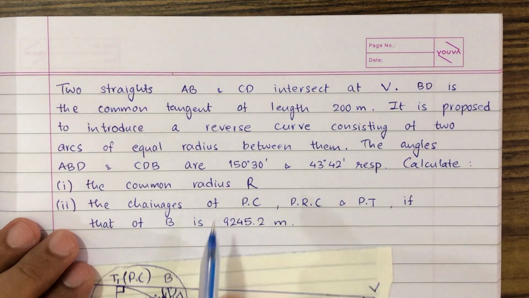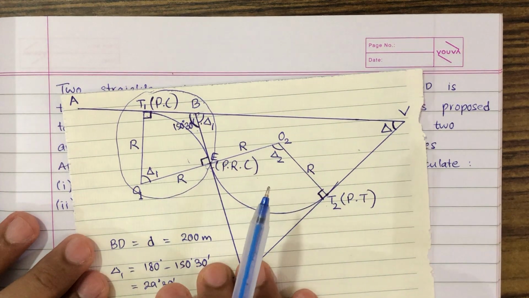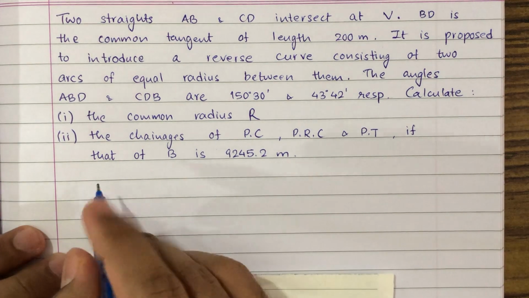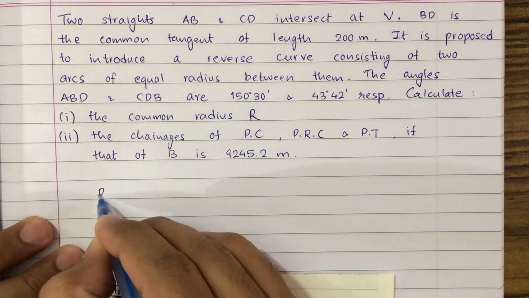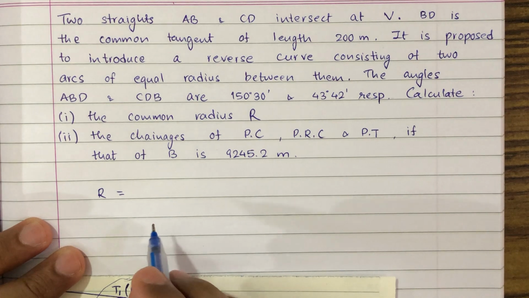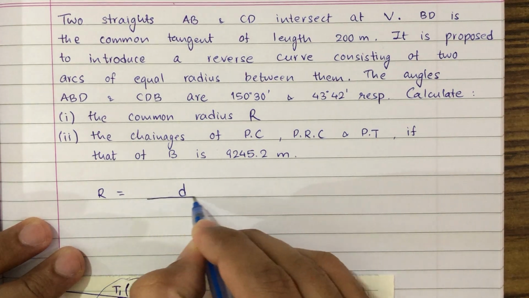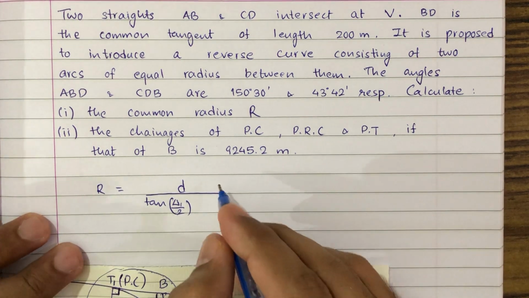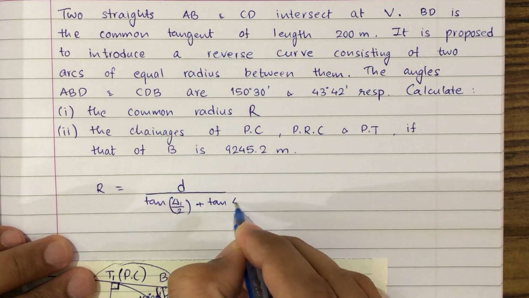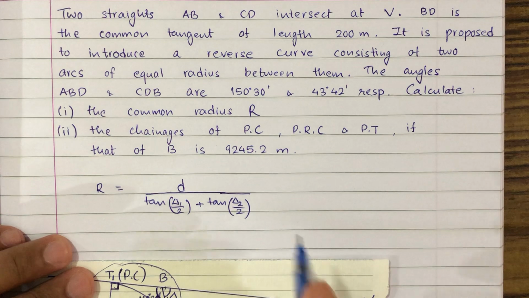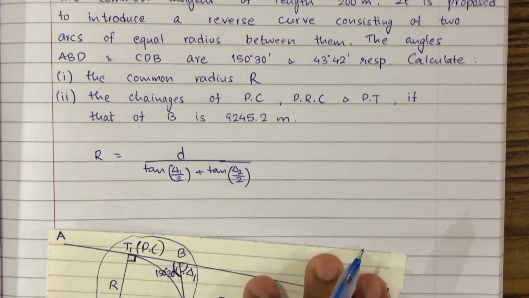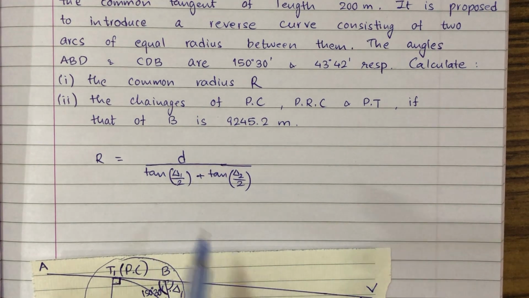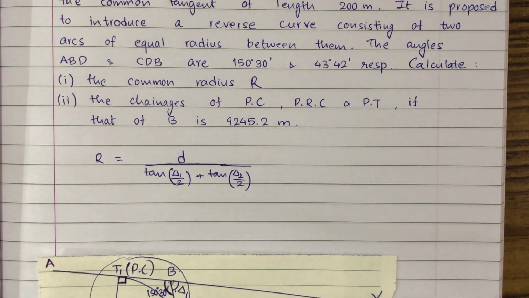Now we need to find the common radius R. We have already seen that the formula for the common radius R for non-parallel straights is given as d upon tan delta 1 by 2 plus tan delta 2 by 2. This we have already derived in my previous videos for non-parallel straights, that is case 1a. Please go through that video. So here the common radius is given by this formula.